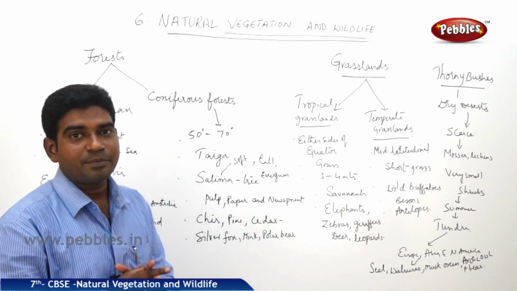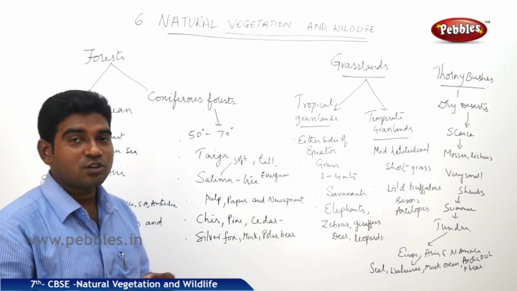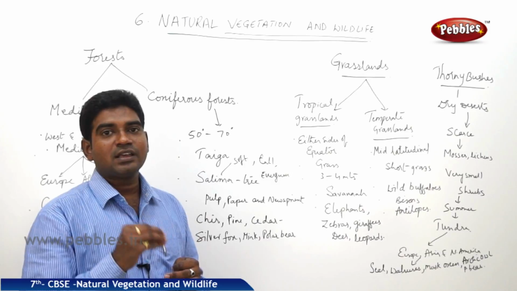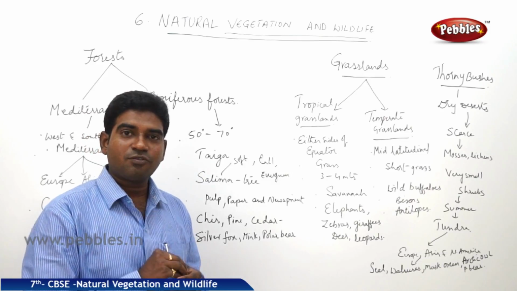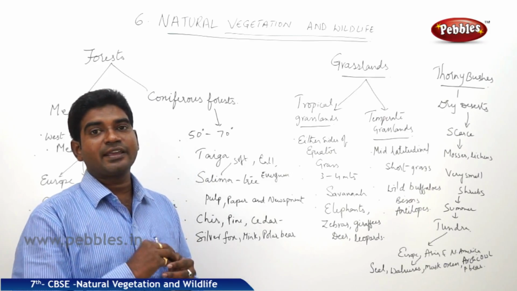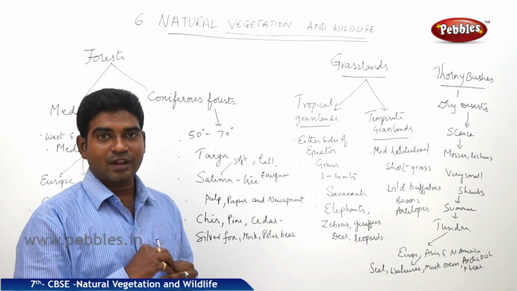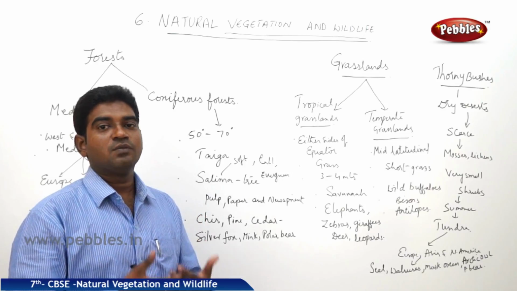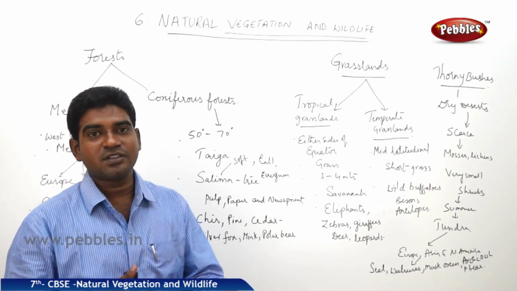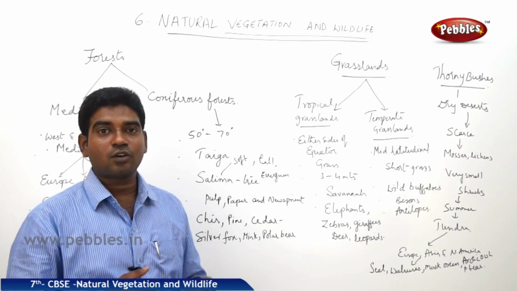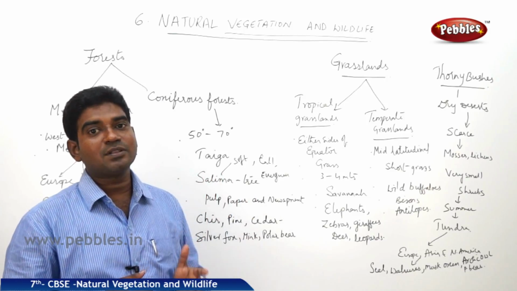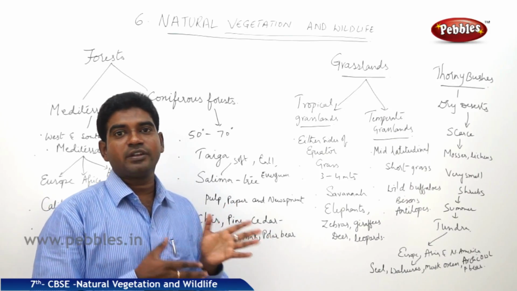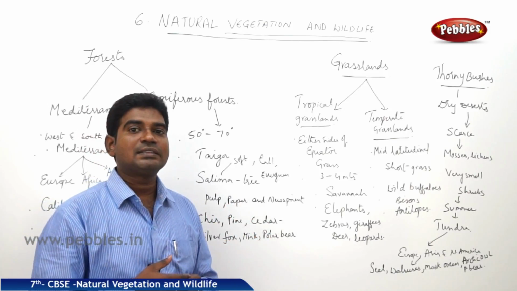In this chapter we discussed natural vegetation. In natural vegetation we covered the forest, grasslands and thorny bushes. Coming to the forest, we covered 6 different categories of forest, 2 different categories of grasslands, and the thorny bushes: in which regions they are found, in which latitudinal extent they are found, what the vegetation is there, why they are called by different names, what the animals are that are found there, and what the different kinds of trees are that are grown in the different kinds of forest. All these points are discussed in this chapter.